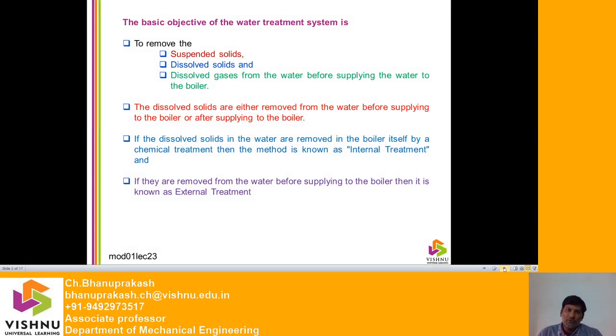The basic objectives of the water treatment system is to remove the suspended solids, dissolved gases from the water before supplying the water to the boiler. See, the dissolved solids are either removed from the water before supplying to the boiler or after supplying to the boiler.